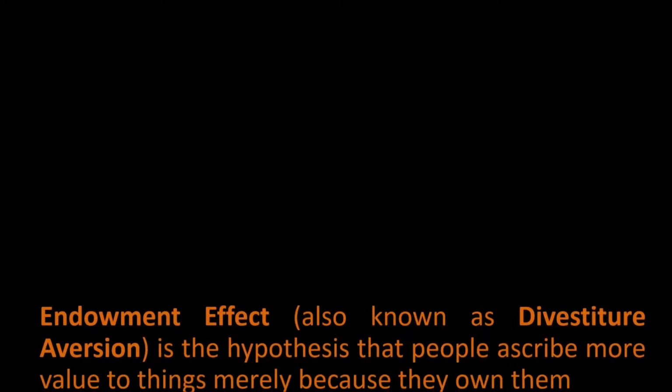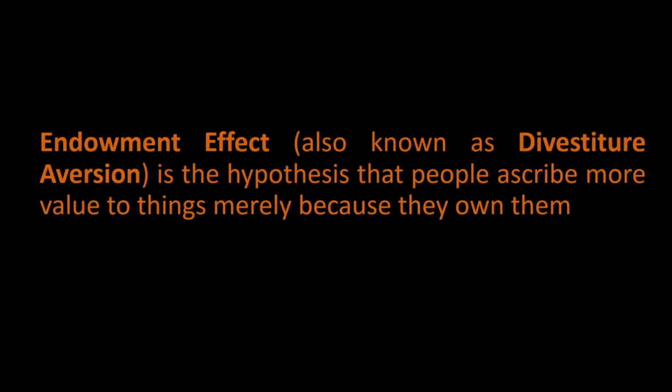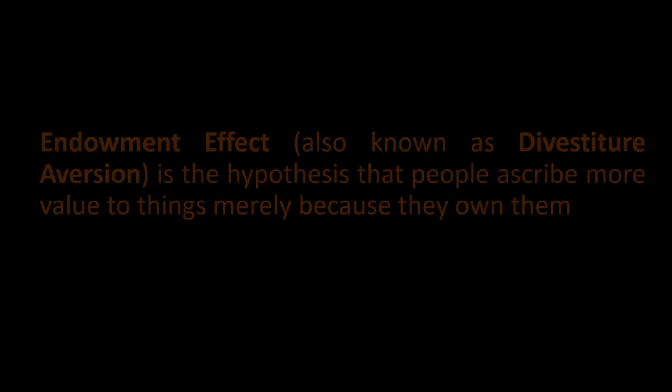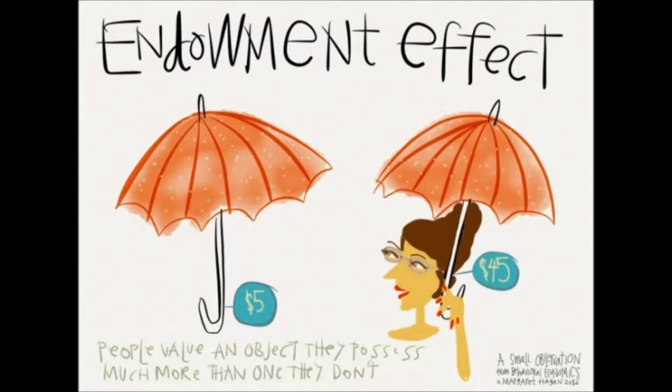In layman's terms, it means that people tend to ascribe more value to products merely because they own them. The picture that you see on your screen shows a lady holding an umbrella. She values her umbrella at $45. However, a similar umbrella, which she does not own, she values at $5. This is an example of the endowment effect.